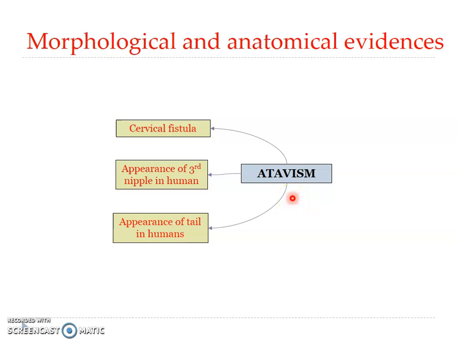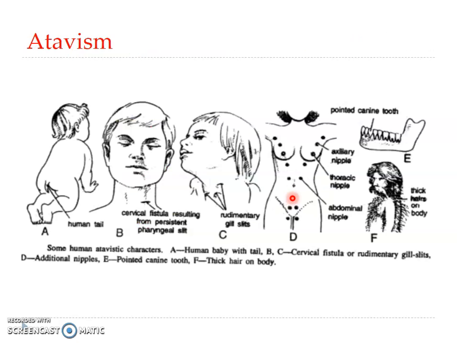So the rare appearance of a third nipple in man, like an abdominal nipple, the presence of a human tail, then gill slits, the occurrence of rudimentary gill slits, then cervical fistula resulting from a persistent pharyngeal slit. The pharyngeal slit may still remain open to form the cervical fistula. It's very rare, but this kind of thing happens.